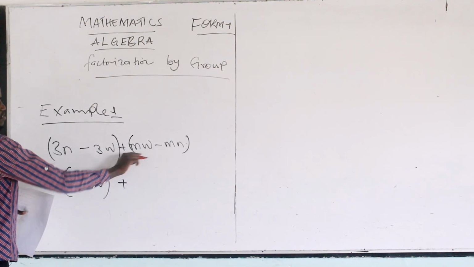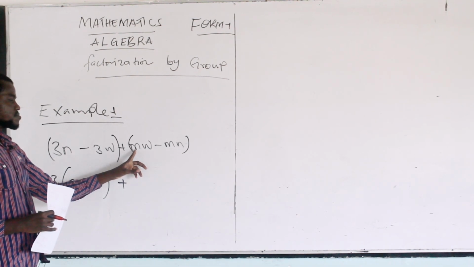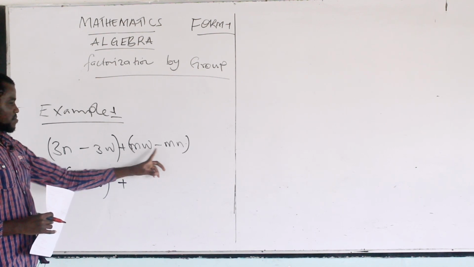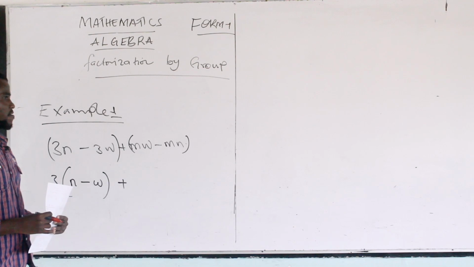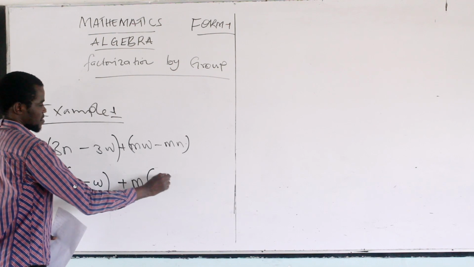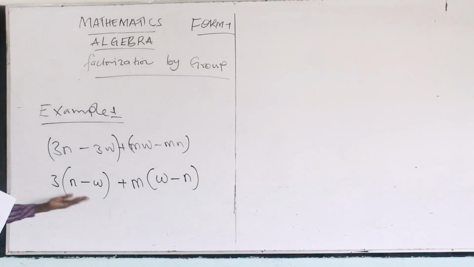So we move to the last bracket. In the last bracket, we also have a common term here. As you can see, we have m. Therefore, the letter m can be removed outside of the bracket. Then we shall have w minus n in this manner. By this we are doing factorization.